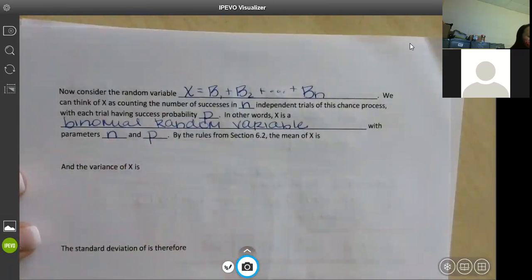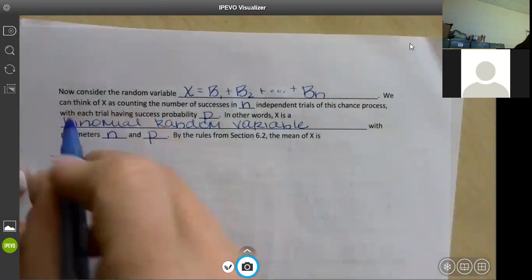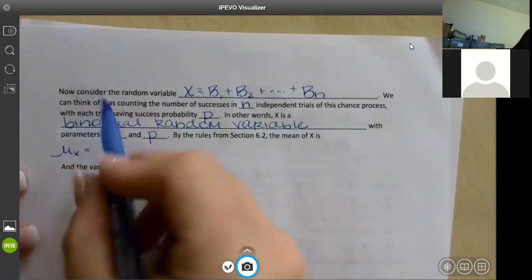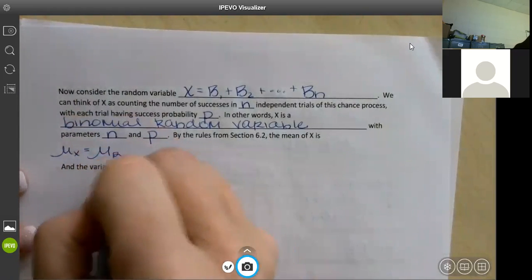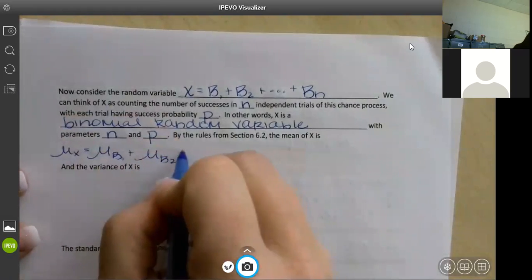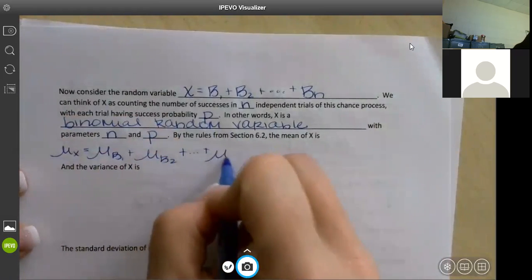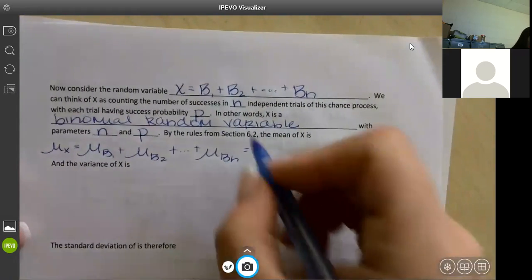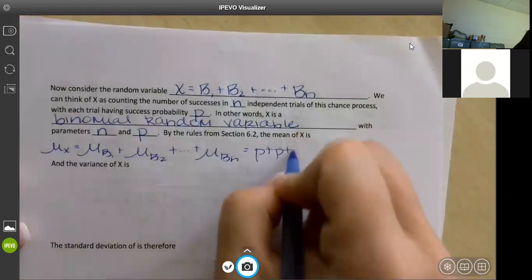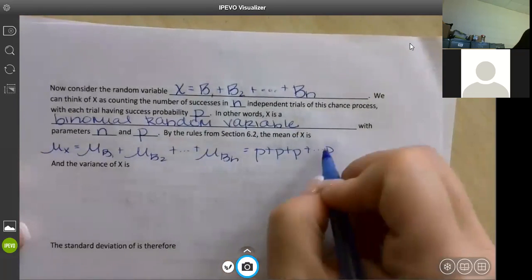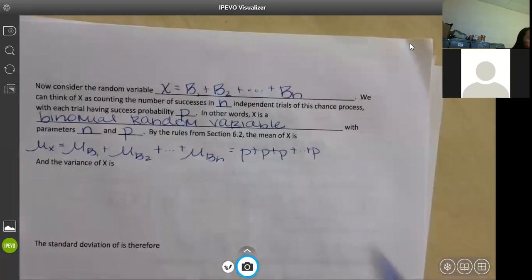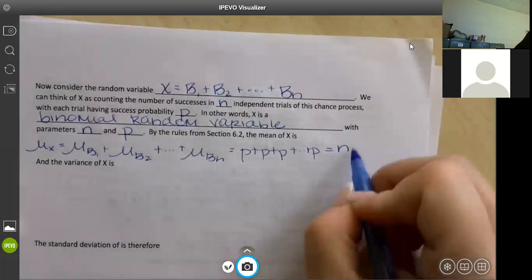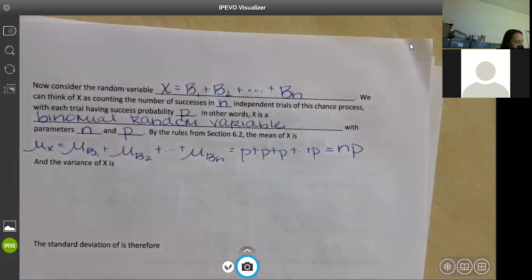By the rules from section 6.2, to find the mean of x is an addition. We would do the mean of the first one plus the mean of the second one until we got to the mean of the last one. All the probabilities are the same. That's why it's binomial. And we can rewrite that as how many ever p's that we have times that actual probability.